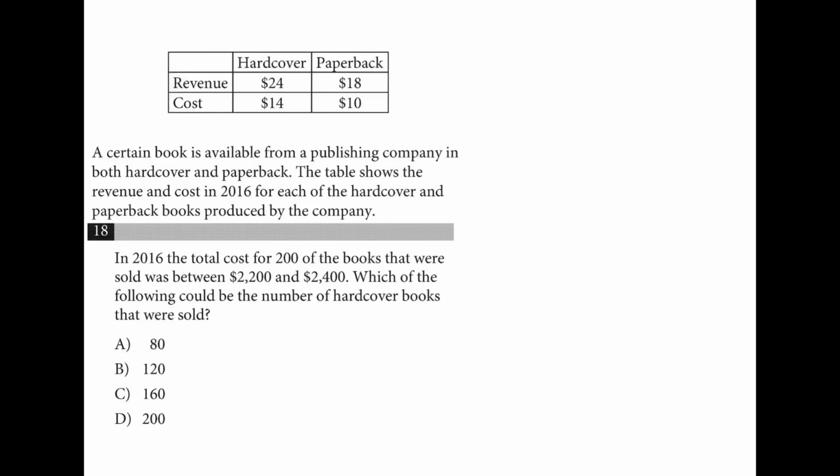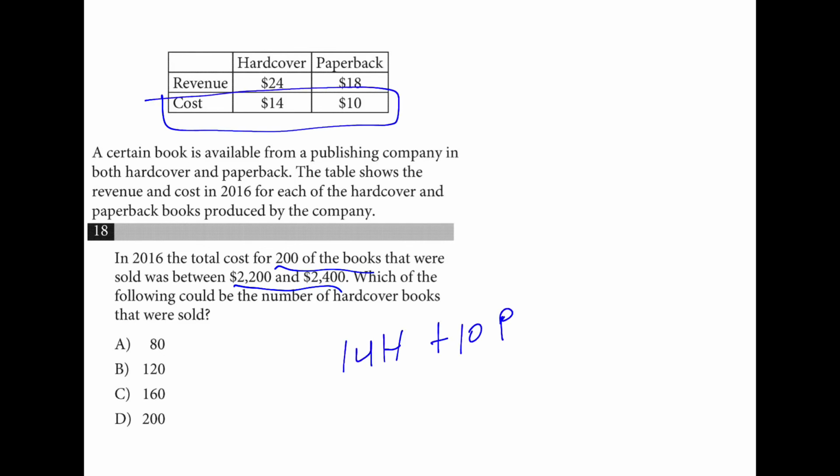In 2016, the total cost for 200 of the books that were sold was between these two numbers. So if we look at our equation for cost specifically, we have 14H plus 10P. And it's somewhere between these two numbers. We also know that H plus P is equal to 200. So it's a little bit tricky to solve as a system because you don't know exactly what this total is. You have a range. You can plug in some specific values.